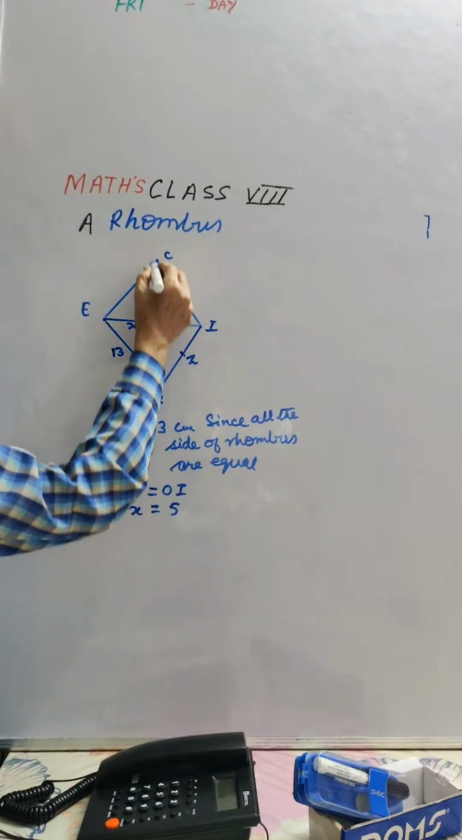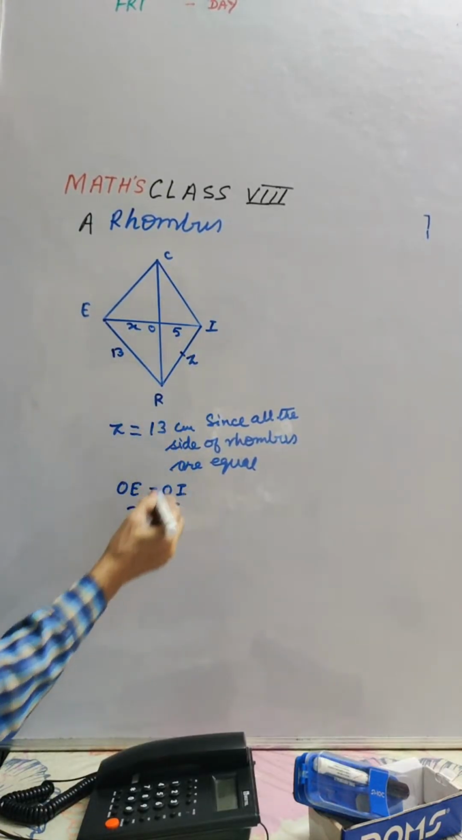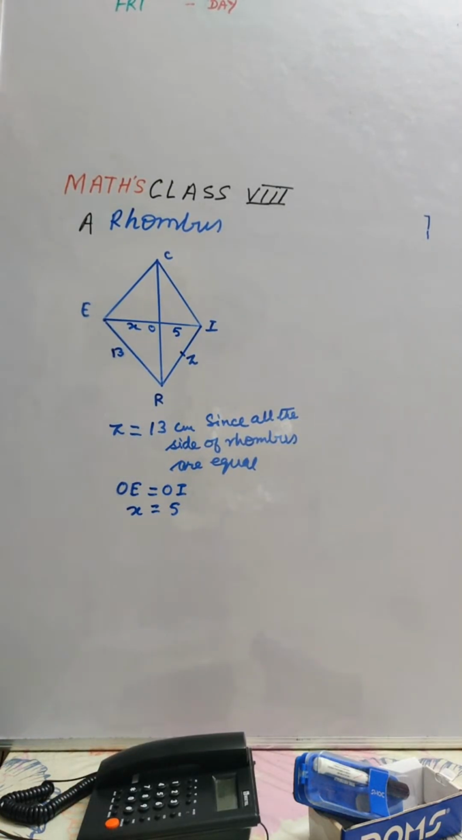Since the diagonals of a rhombus bisect each other at a point. You can see the diagonals of a rhombus bisect each other at a point. Means that EO is equal to OI. So EO is x, therefore OI will also be x, and OI is given 5. So this way x is 5. The value of x is 5.